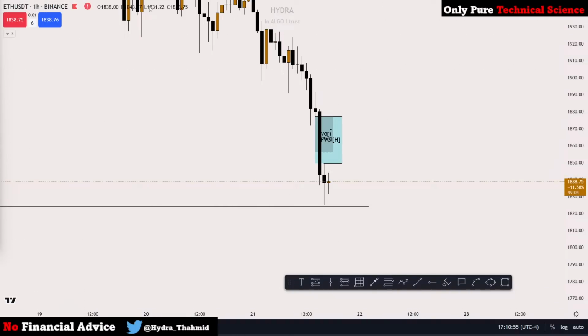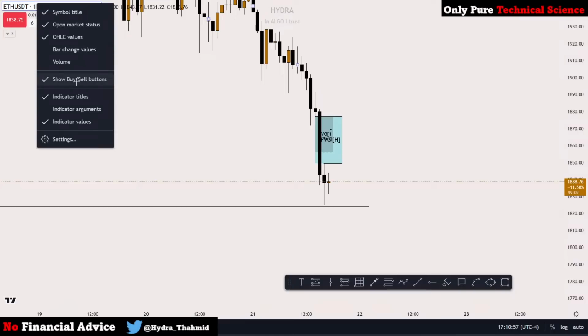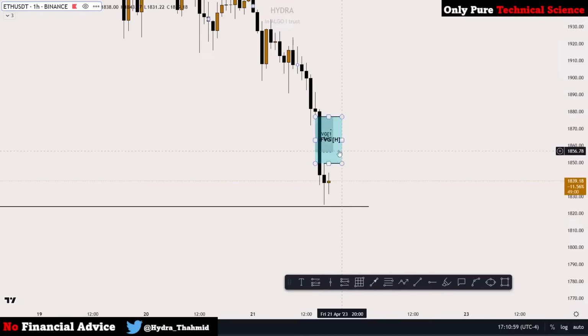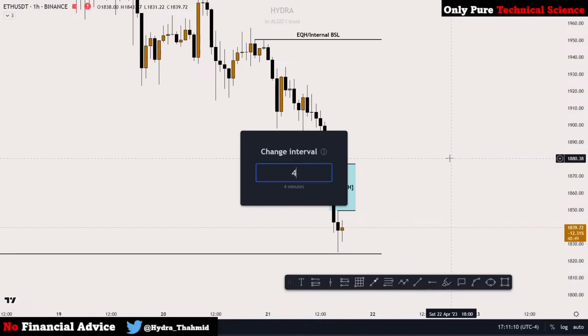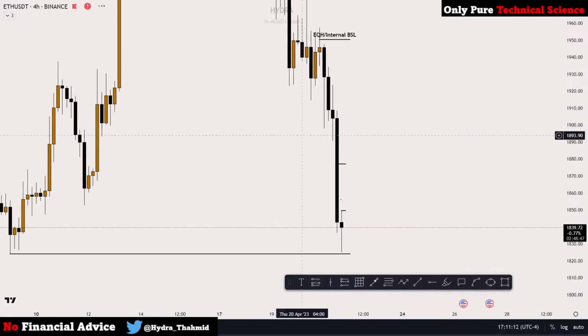I was looking at Ethereum and I was like, okay, I can do a stream today because I can see a setup forming. And before I talk about the setup, let me walk you through the hourly chart on Ethereum. Okay, let's go to the 4-hour chart first.